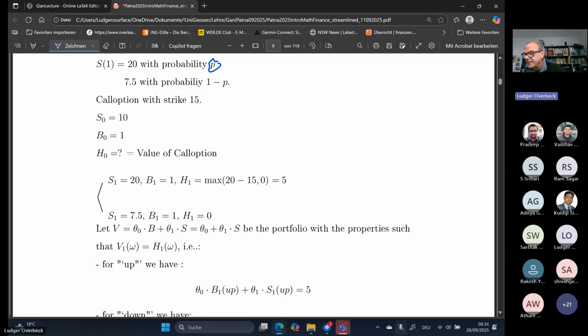This means because capital B is always 1, the value of your portfolio is always theta 0 plus theta 1 times S. And so this task now of the replication is you want to figure out theta 0 and theta 1 such that the value at time 1 is the same as the option value. This means you have 2 equations and you have 2 unknowns. So it's very simple here.